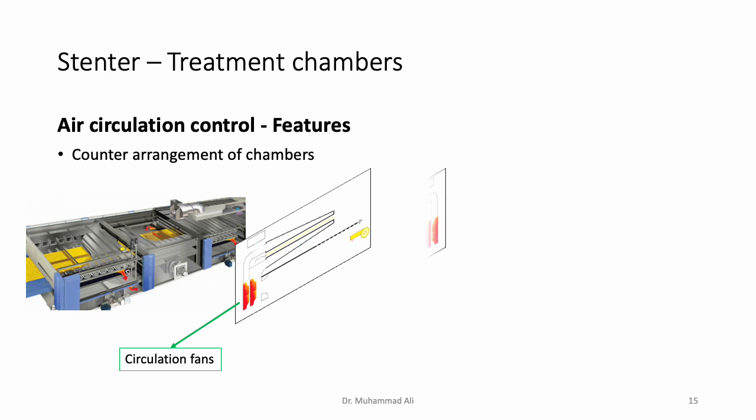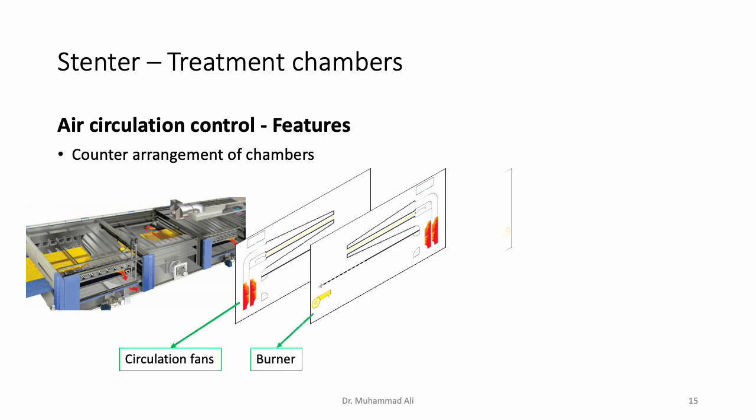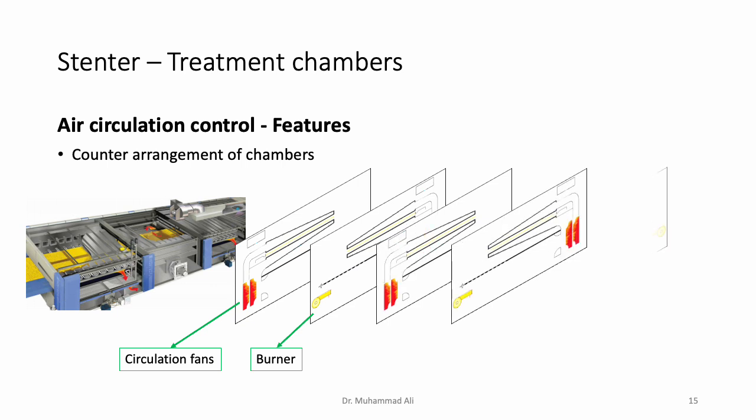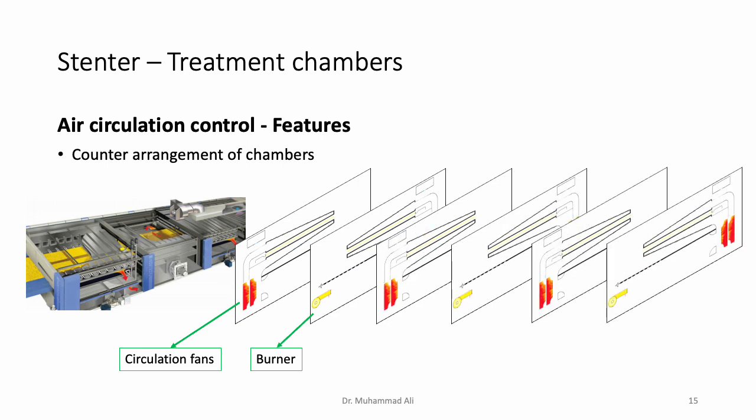So the next chamber, which will be identical in structure, will be flipped and placed like this. So now in the second chamber, the circulation fans are on the right hand side, and the burner or the heating arrangement is on the left hand side. That's the burner now on the left hand side. And this alternate or counter arrangement is followed for all the treatment chambers.